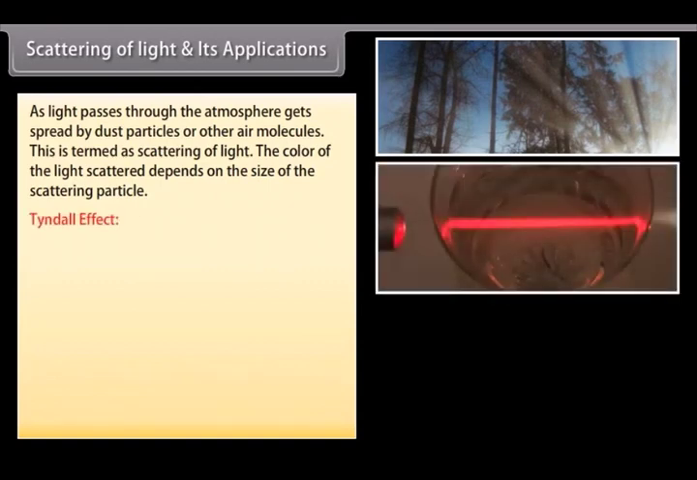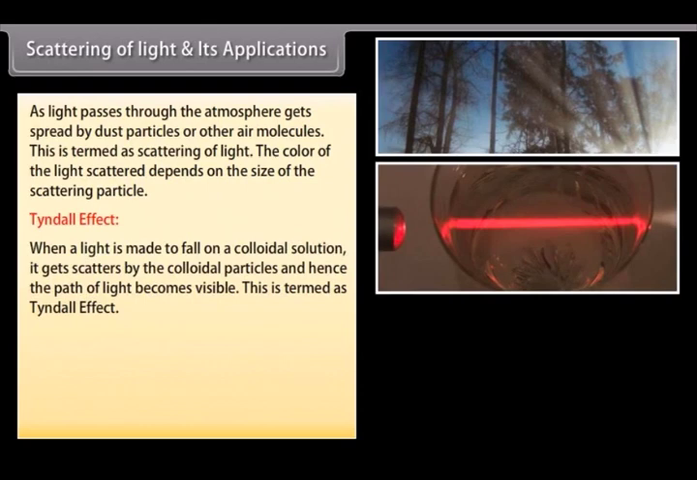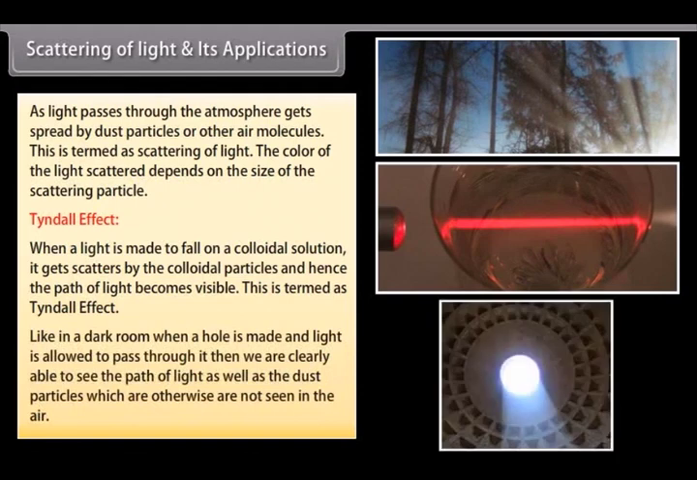Tyndall effect. When a light is made to fall on a colloidal solution, it gets scattered by the colloidal particles, and hence the path of light becomes visible. This is termed as the Tyndall effect. Like in a dark room, when a hole is made and light is allowed to pass through it, then we are clearly able to see the path of light as well as the dust particles which otherwise are not seen in the air.